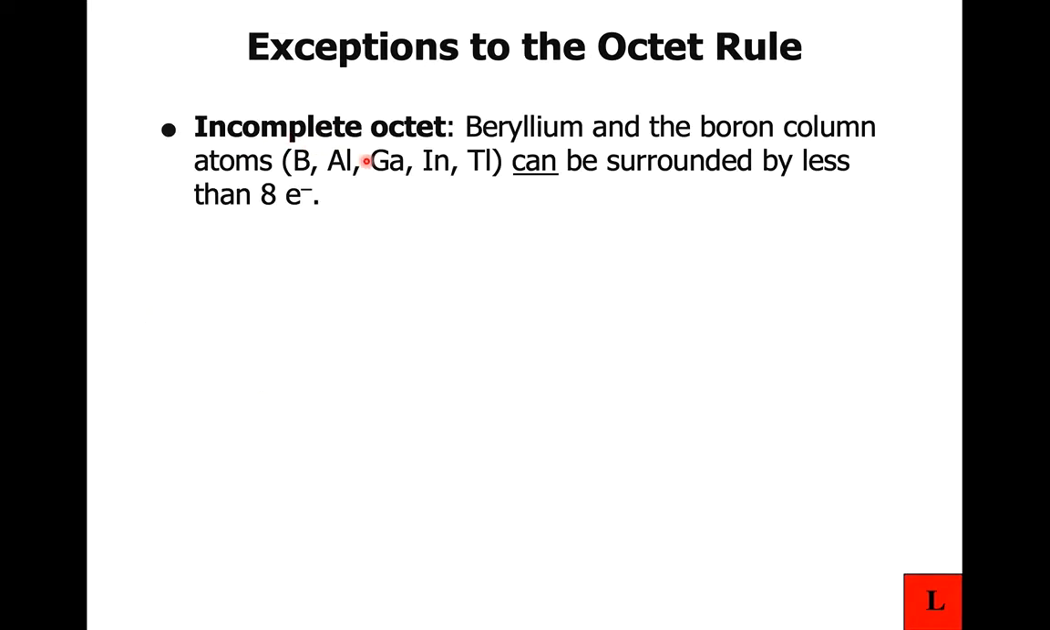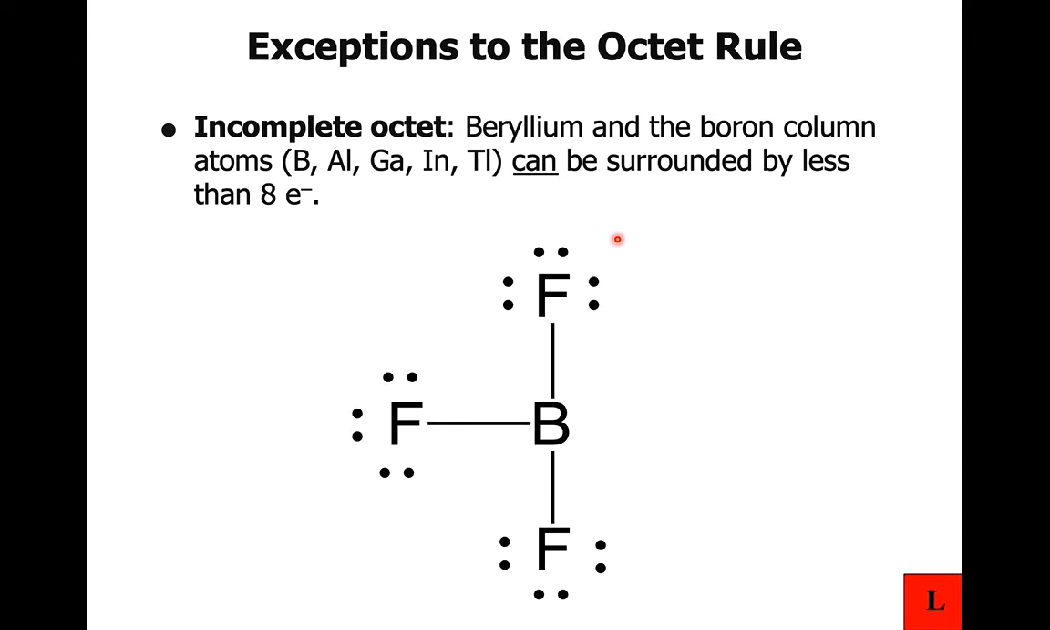So first is this so-called incomplete octet. Beryllium and the boron group atoms can be surrounded by less than 8 electrons in a structure. For example, we have a structure like this. BF3 is a boron connected to 3 fluorine atoms. And since it's only connected to 3 fluorine atoms, we have 6 valence electrons to deal with. For a variety of reasons, we can't, in these structures, form a double bond to the boron. And so that's all we have to work with, 6 electrons for this boron atom in the structure.